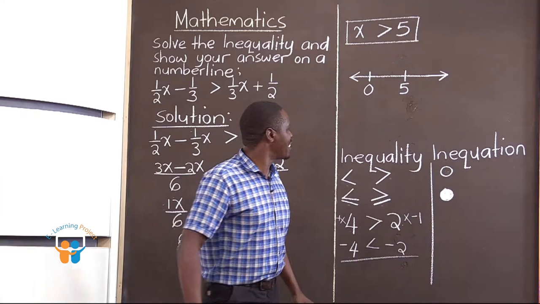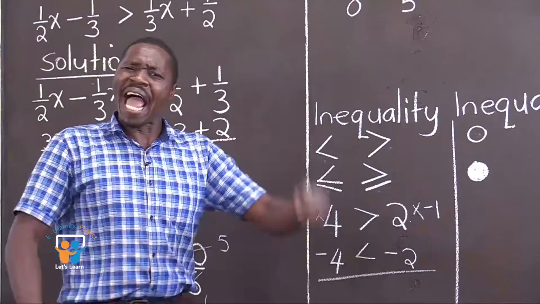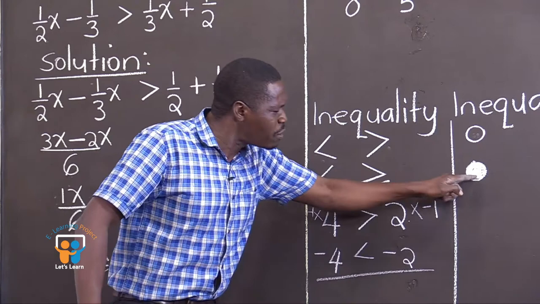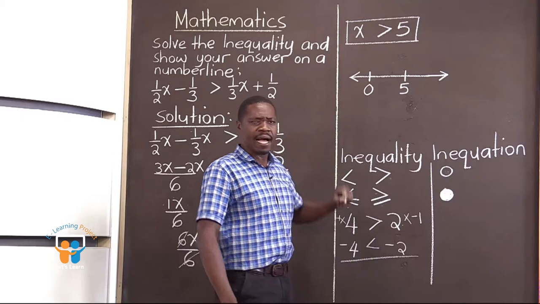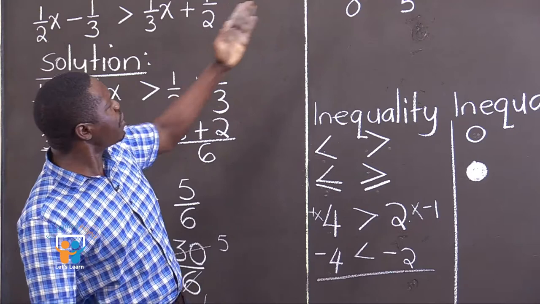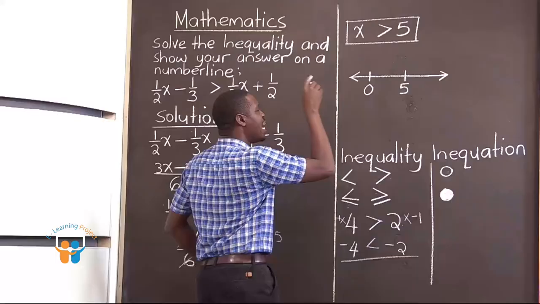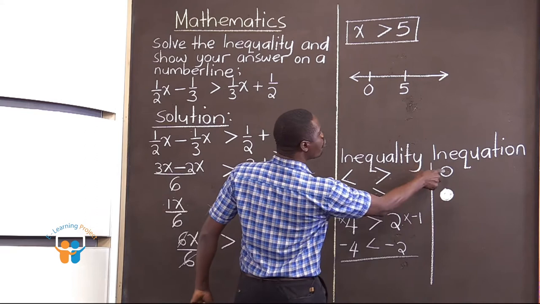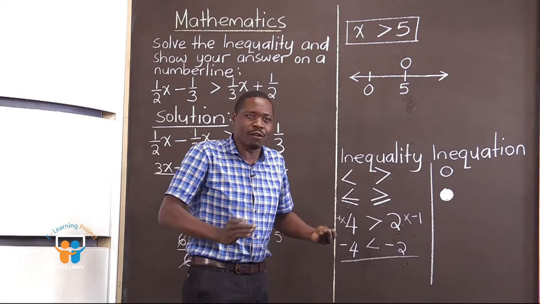Yes, someone is telling me a closed circle. Not a closed circle. I have told you, you can only use a closed circle when you have one of these two symbols. But do we have them there? Of course not. We are having less than or greater than. In specific, we have the greater than sign, which means we are going to use an open circle. Now we go where number 5 is on the number line, and we draw there an open circle like that.